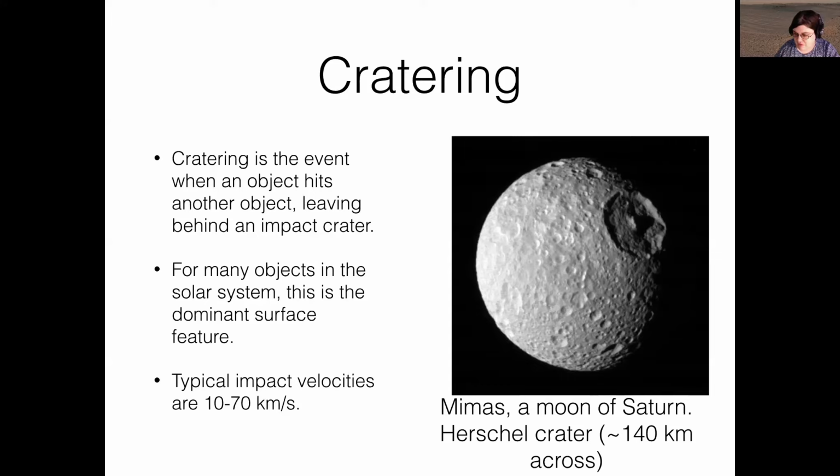This extends down to just the smallest of asteroids, where essentially they are small rubble piles. They don't hold themselves together very well. The craters don't tend to form very efficiently and get covered up pretty quickly.